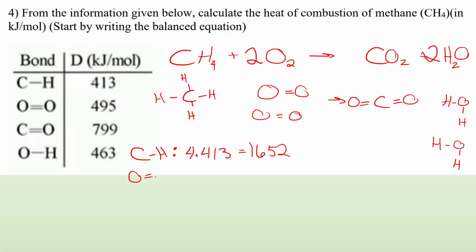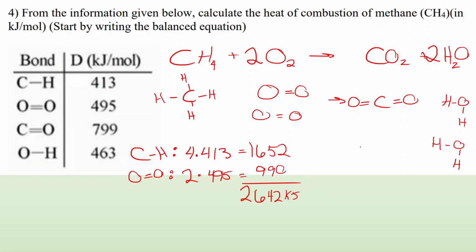I also have oxygen double bonds, and there's 2 of them because there's 2 of those molecules, each at 495 kilojoules per mole, which gives me a total of 990 kilojoules I need to invest to break those bonds. So in total, I need to invest 2,642 kilojoules to break all the bonds.